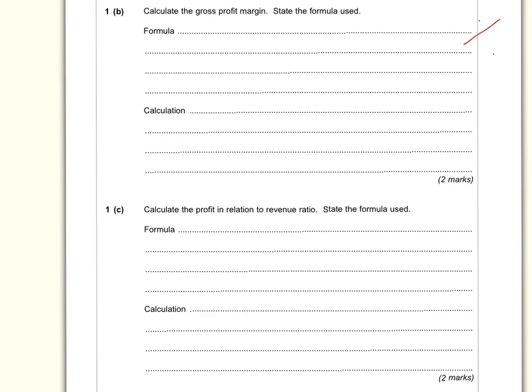So the formula for calculating the gross profit margin is simply the gross profit, which you worked out in the previous question, divided by the sales figure, and then to transfer it into a percentage we must multiply it by 100.